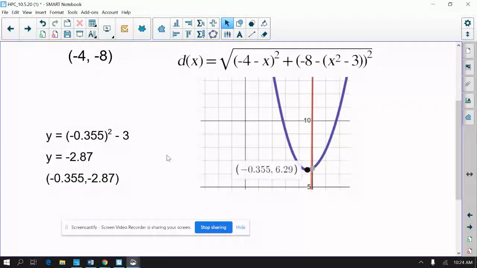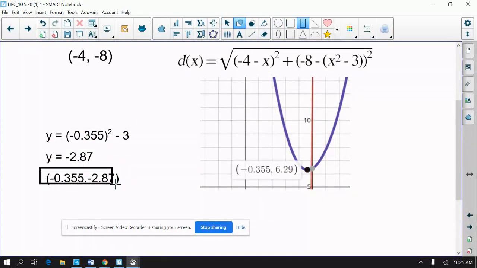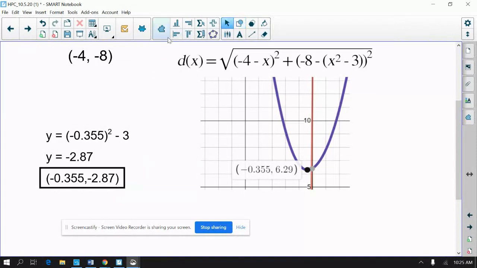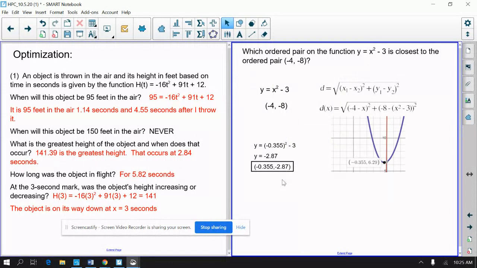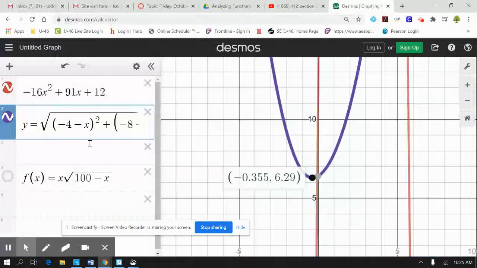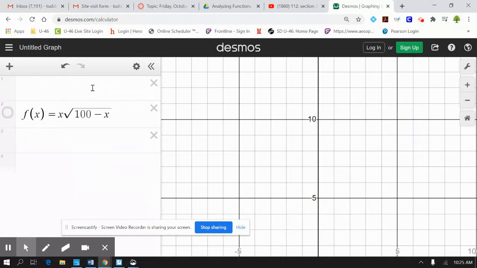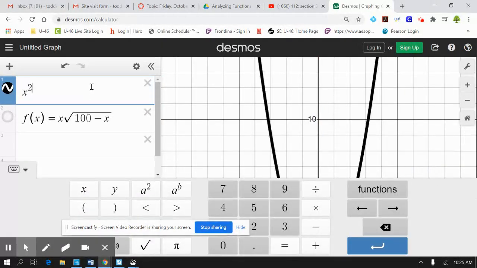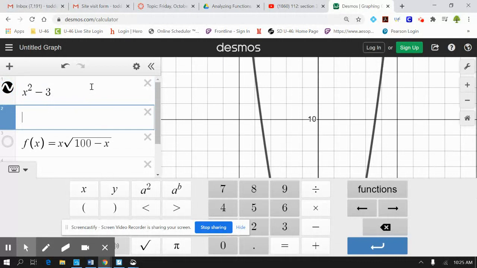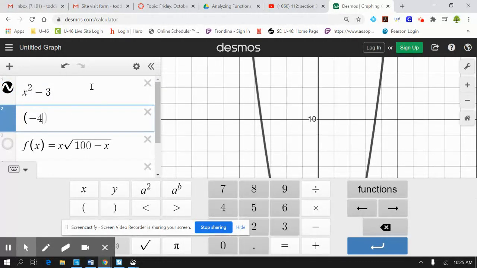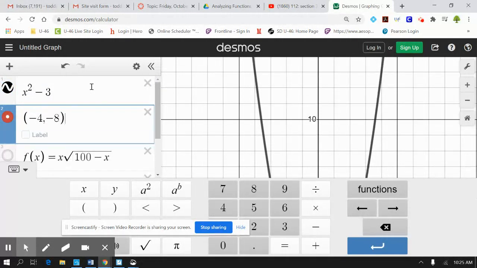That is the ordered pair on the parabola that's closest to the point -4, -8. And let me just show you this on the, what's it called? This is probably worthwhile to do. The first one was x squared minus 3. That's the parabola. And the ordered pair was -4, -8.